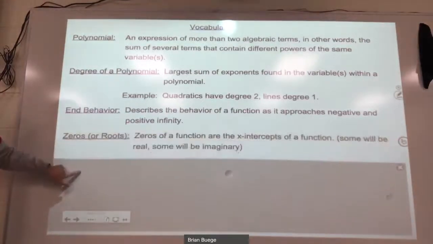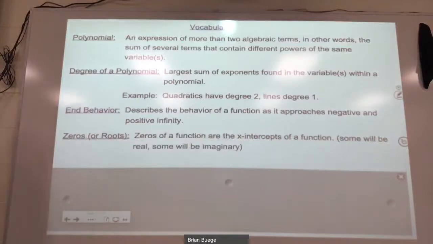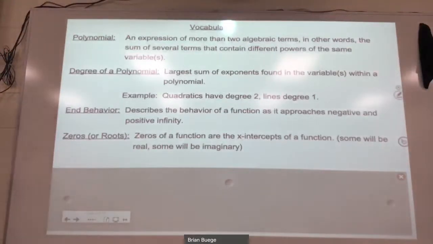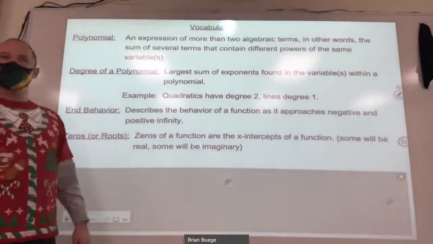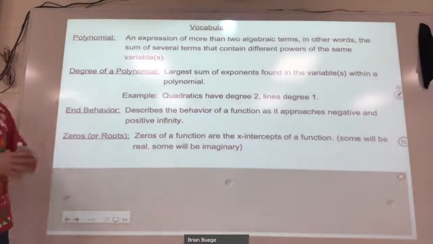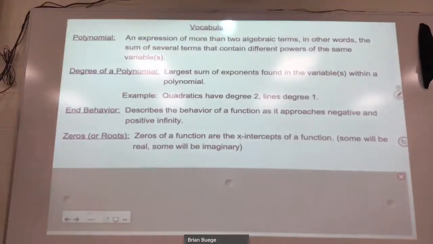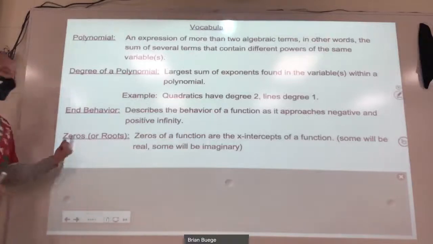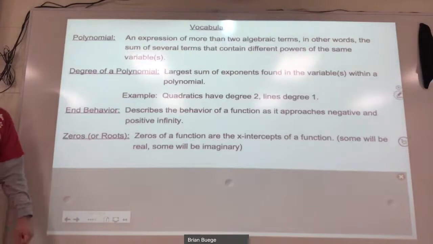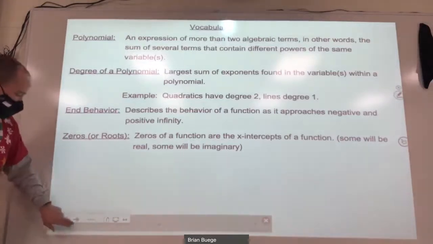And then the last part: zeros, roots, x-intercepts. These are all kind of the same thing. The zeros of a function are the x-intercepts. Some are real, some might be imaginary. We'll look at that in this chapter. X-intercepts, zeros, roots, these are all solutions. These are all names for the same thing. They're used in different scenarios, but they basically mean the same thing. So just a heads up, if you see zeros, I'm talking about an x-intercept. If I talk about roots, I'm talking about x-intercepts. Just some background information for you on that one.